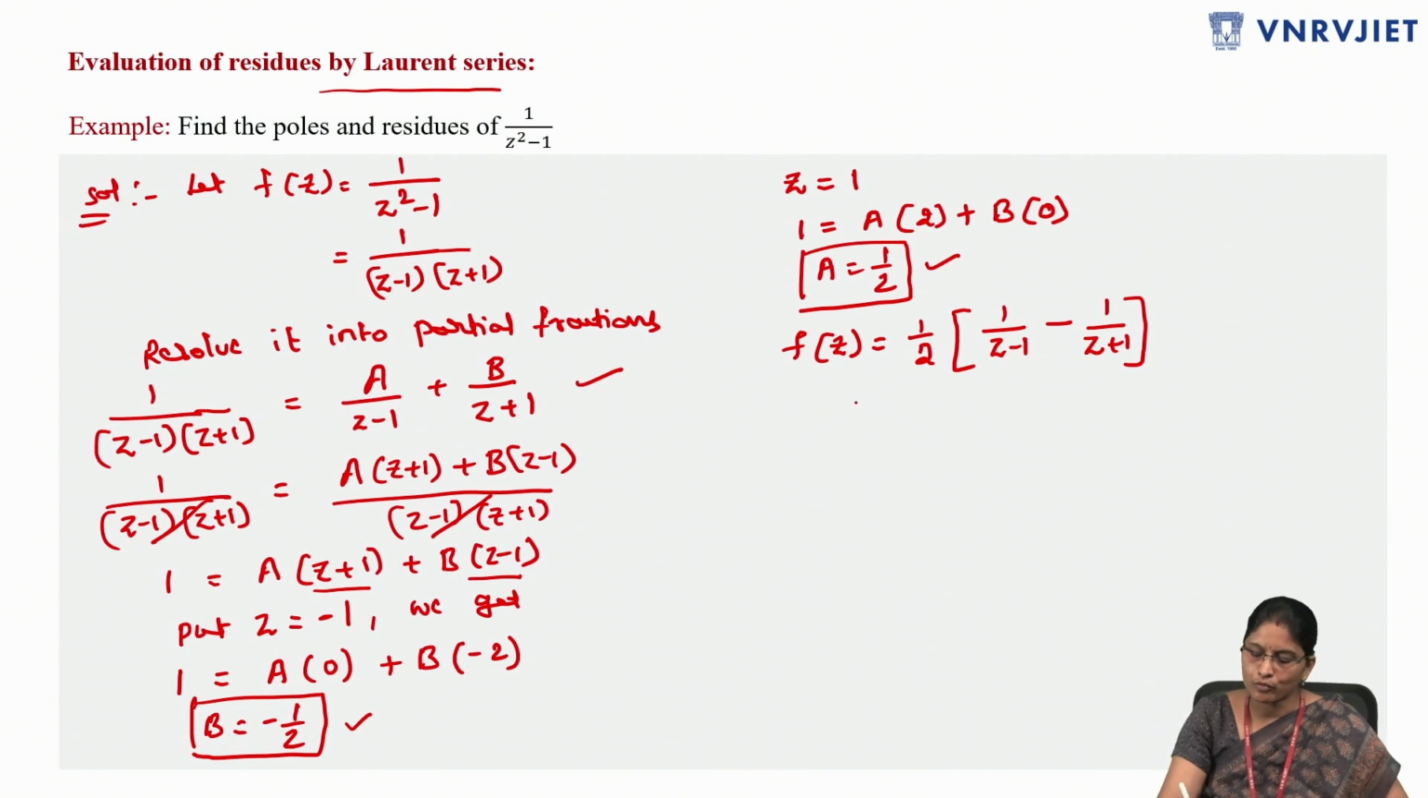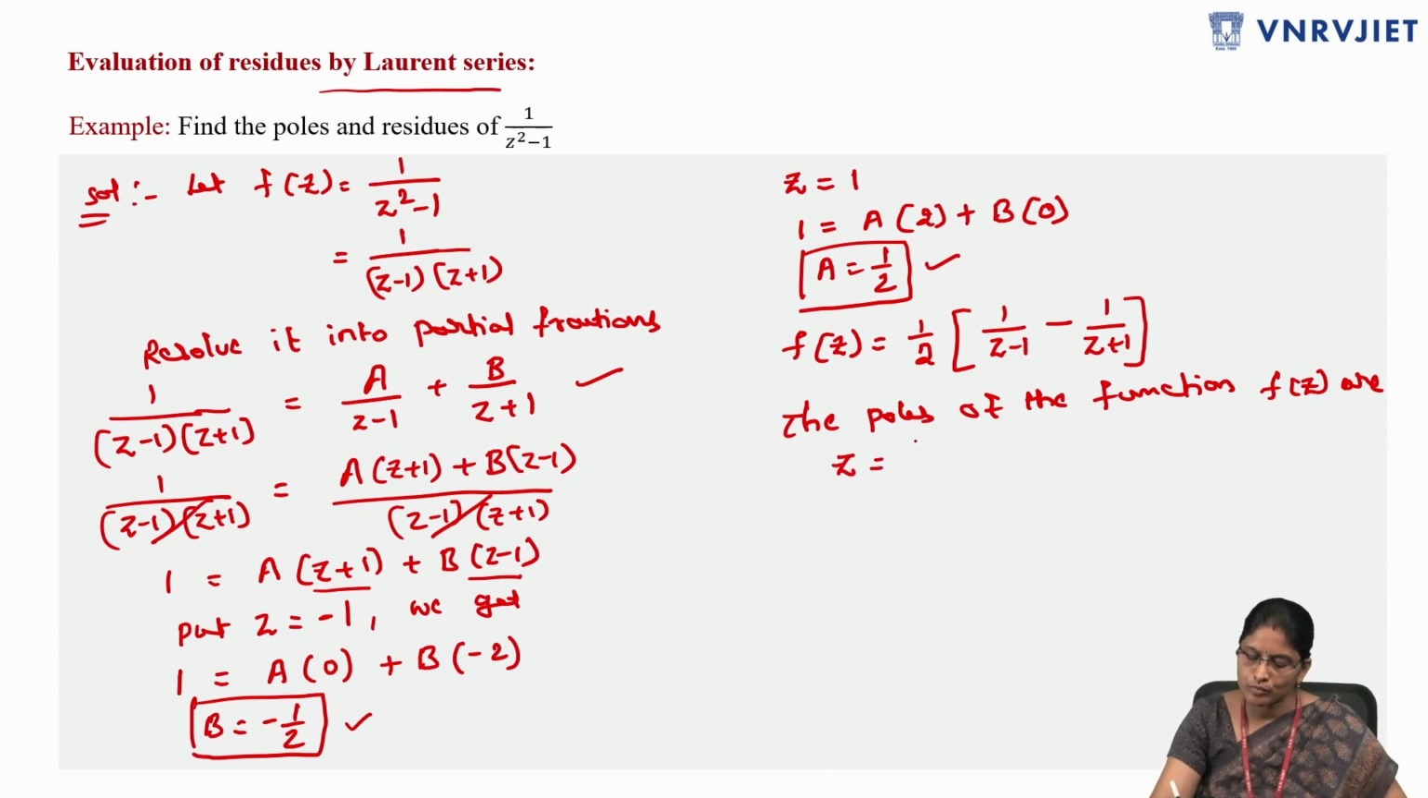Next what we have to find out here? We have to find poles of the function f of z. The poles of the function f of z are, equating denominator to 0, we get 2 poles here and 2 are the simple poles. One is z is equal to 1 and another one is z is equal to minus 1. z is equal to 1 and z is equal to minus 1. Both are the simple poles.